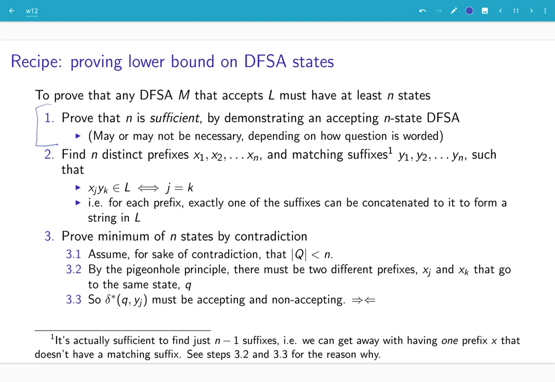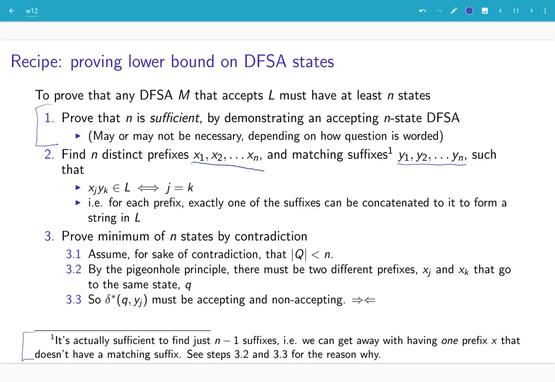But once we have our n, and we want to prove that n is necessary, what we're going to do is find n distinct prefixes. I'm going to call them x1, x2, up to xn. And then also matching suffixes, which I'm going to call y's. And I'm going to choose them such that the following property holds. For each y, there is exactly one x, and it'll be the x with the matching number, such that concatenating those two strings forms a string in the language. And there's this little detail that I put in a footnote, which is that we can actually get away with having one of the prefixes not having a matching suffix, and we'll see why that is in a second.